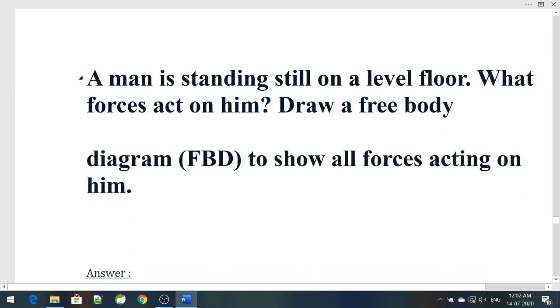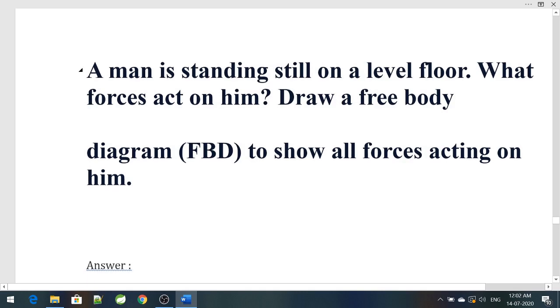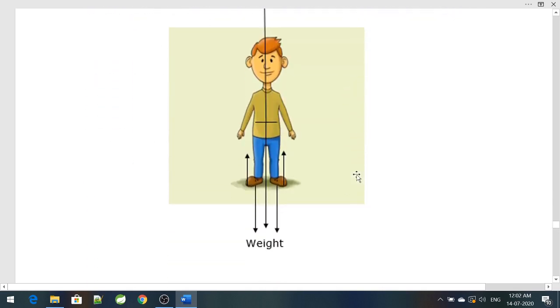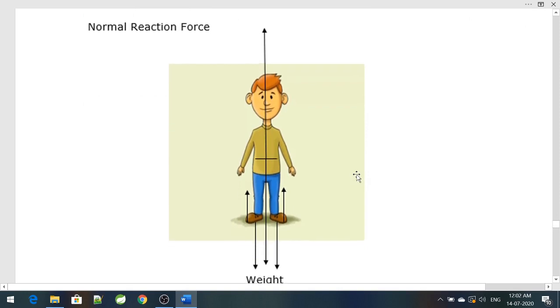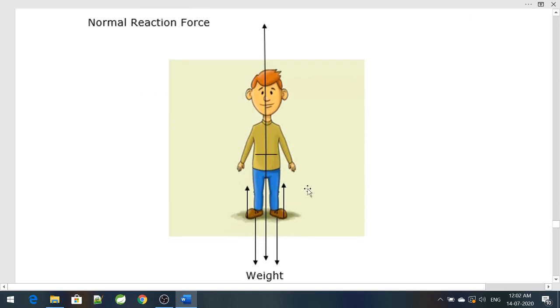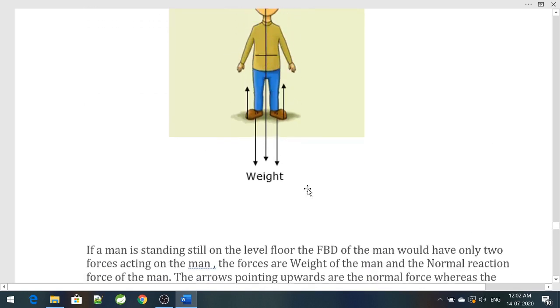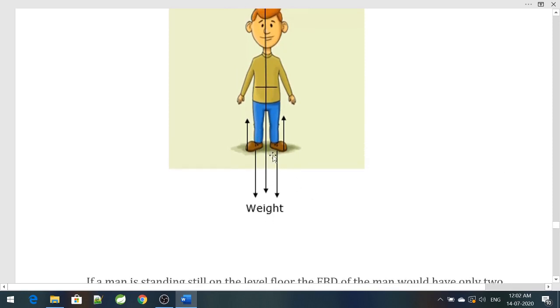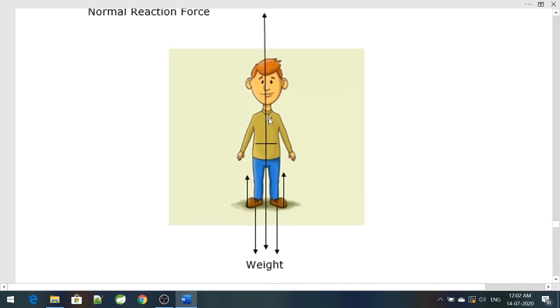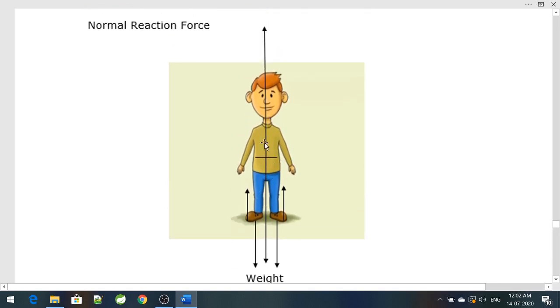A man is standing still on a level floor. What forces act on him? Draw a free body diagram to show all forces acting on him. He is standing on a level floor, so what are the forces acting on his body? Normal reaction force, and weight due to the gravitational force. See here, two forces, upper body and lower body.